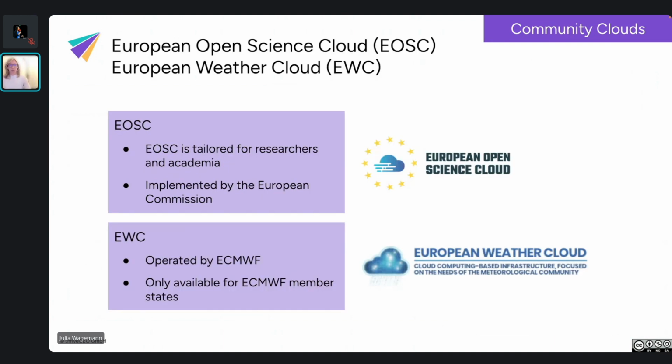And then two other community clouds. I will not go into detail here, but if you come across them, we just want to give you a bit of help to better assess all the different offerings that are out there. Some of them are also not directly open to any user. You have to be linked to, for example, an ECMWF member state to get access to the European Weather Cloud. Or the European Open Science Cloud is specifically tailored for research organizations and academia.